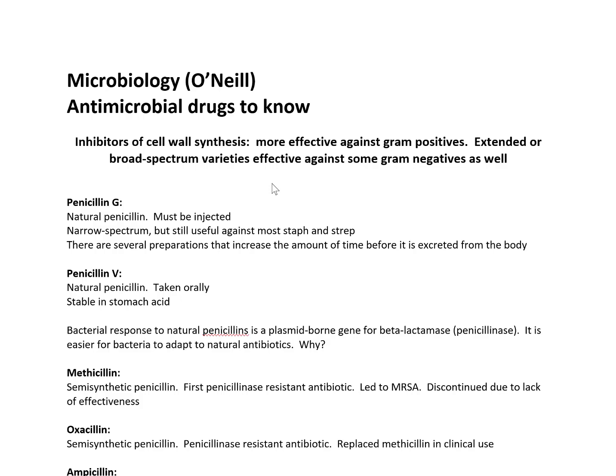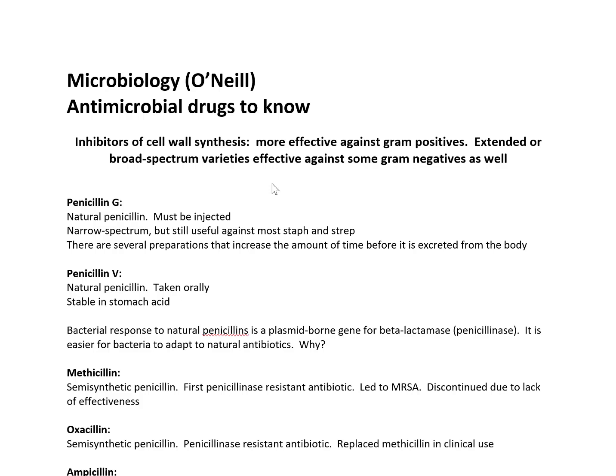So penicillin G is the first, the father of all of the future penicillins and semi-synthetic penicillins. It is the natural penicillin, but it has to be injected. It disappears really quickly, but it is still very powerful. The reason it has to be injected is it can't tolerate stomach acid. Penicillin G has a narrow spectrum, but it's still very valuable against your staph and strep, your gram-positives. So narrow spectrum means that it's not going to be effective against both gram-positives and gram-negatives.